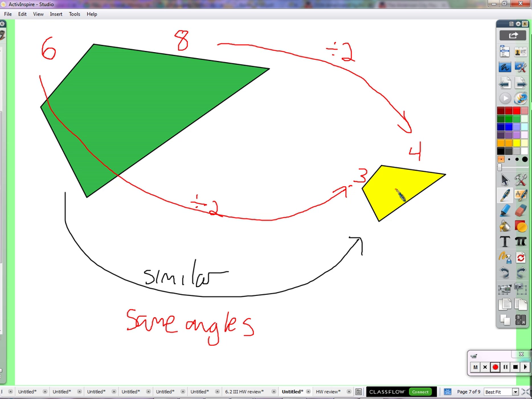So this is, I guess, the top side. Maybe we'll call it the top side. I don't think it's the longest one. Since the top of this one is half as much as the top of that larger shape, this side would have to be half as big as this side. Right? So you get it? Yeah. Okay, so it scales up by the same factor on every side.